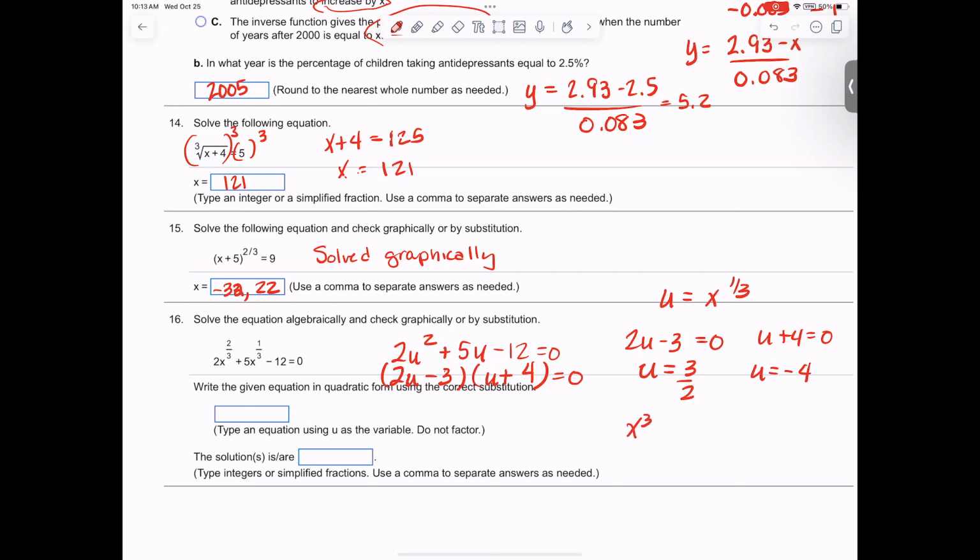So x, if I cube both sides, x is u cubed. If u equals x to the 1/3, then x is u cubed. So it's either 3/2 cubed or -4 cubed. So it's either 27/8 or -4 times -4 is 16, times -4 is -64.